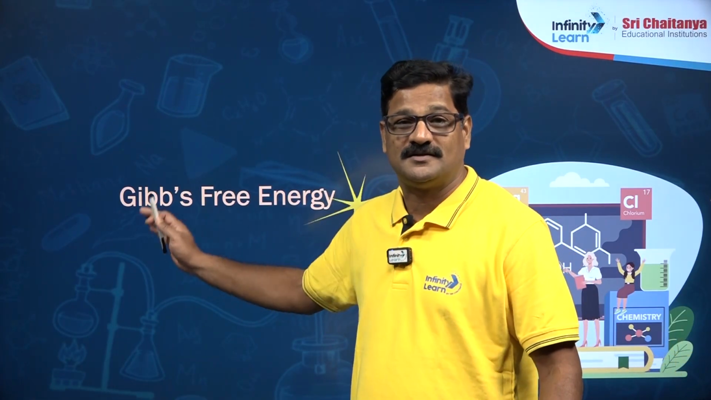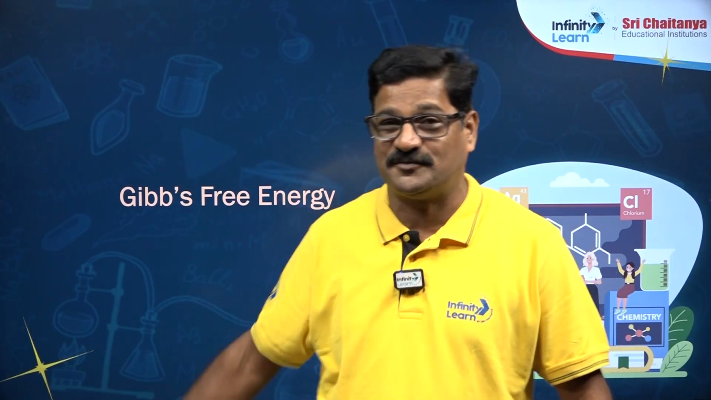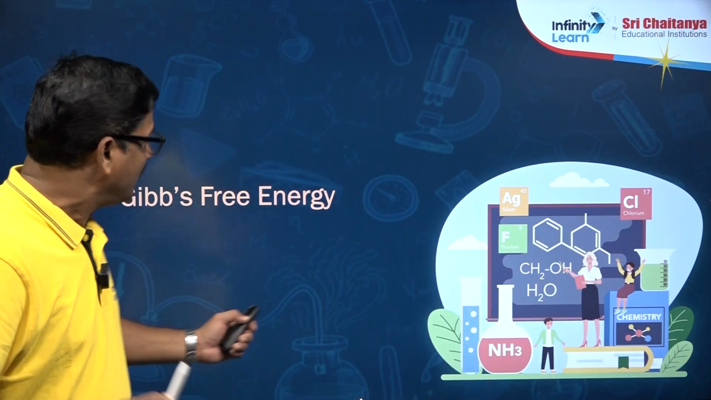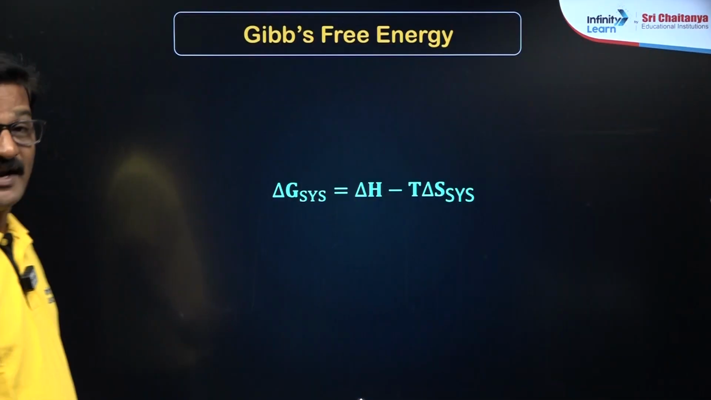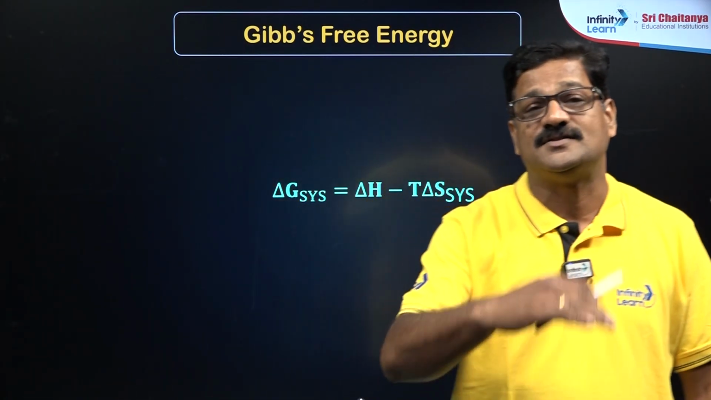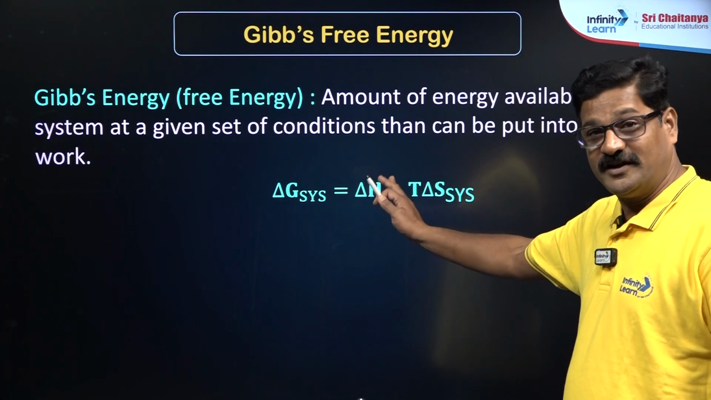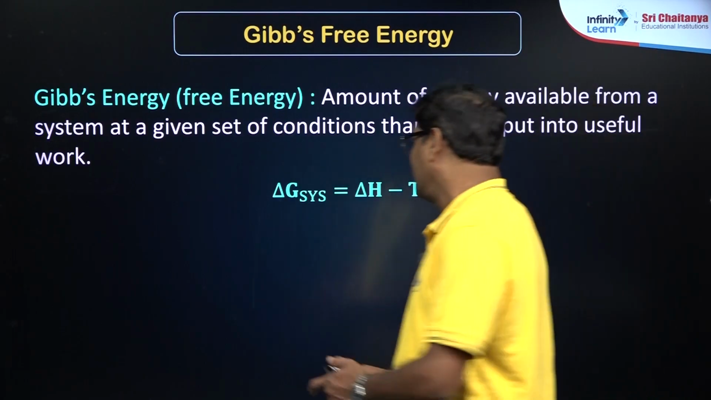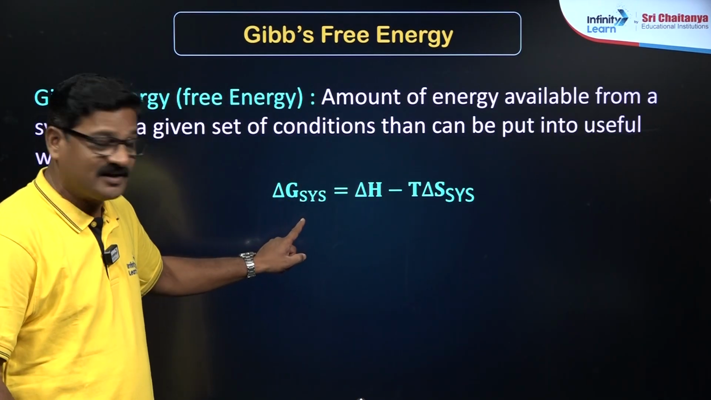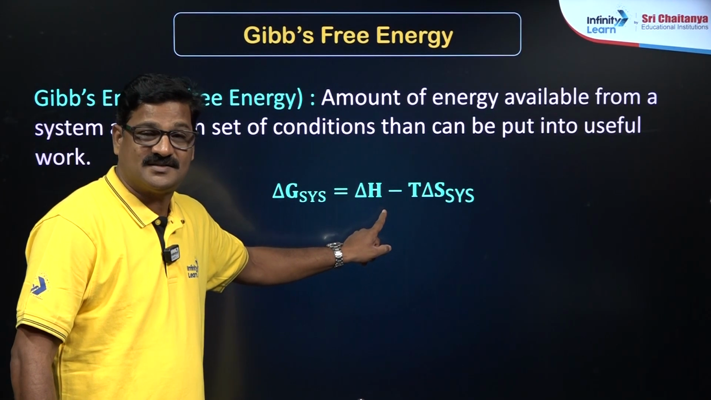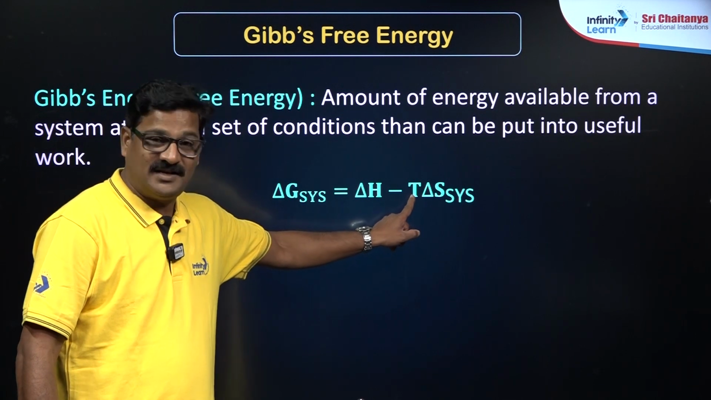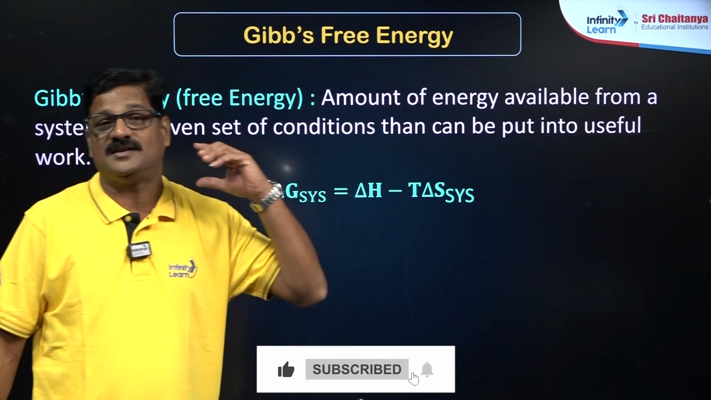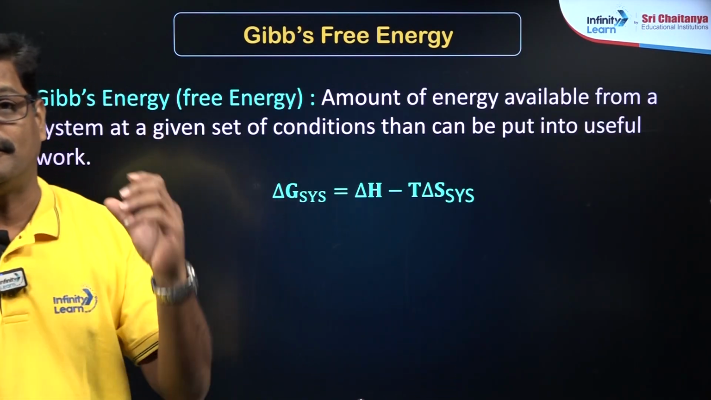Today we are going to present the most expected questions from thermodynamics, from the topic Gibbs free energy. And what is Gibbs free energy? This Gibbs free energy is the actual energy that is useful for your work done, indicated by delta G is equal to delta H minus T delta S. Here delta G is the Gibbs free energy change, delta H is the enthalpy change, T is the temperature, which is a variable, and delta S is entropy, that is the degree of freedom, the degree of randomness.